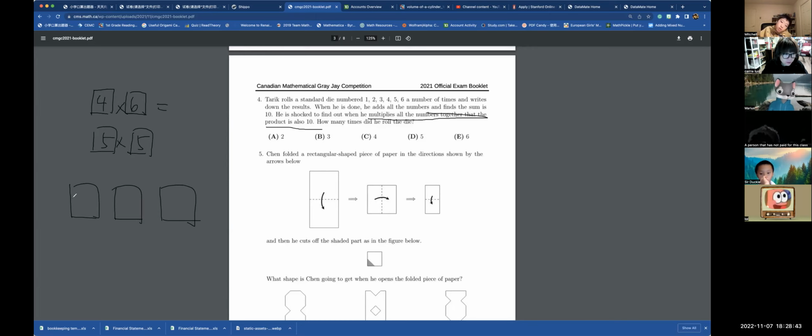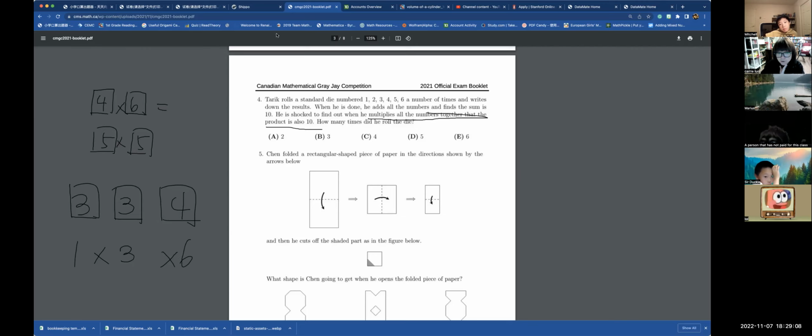So if it is 3, 3, 4, yes, they plus together, it is 10. But if you multiply them together, is it 10 as well? No, right? So we can maybe get it smaller. Maybe some people said 1, 3, and 6. But you times them together, it's still over 10. So that means 3 is also impossible.